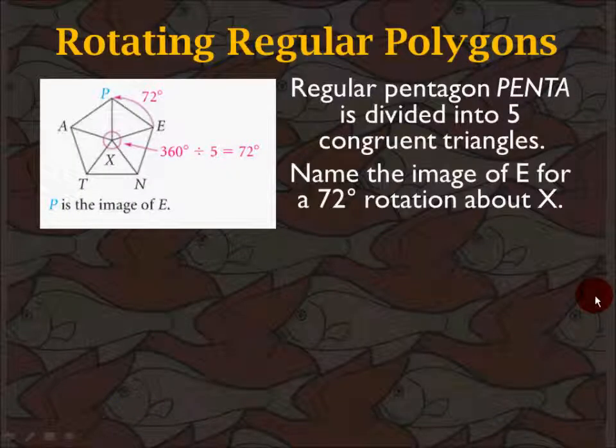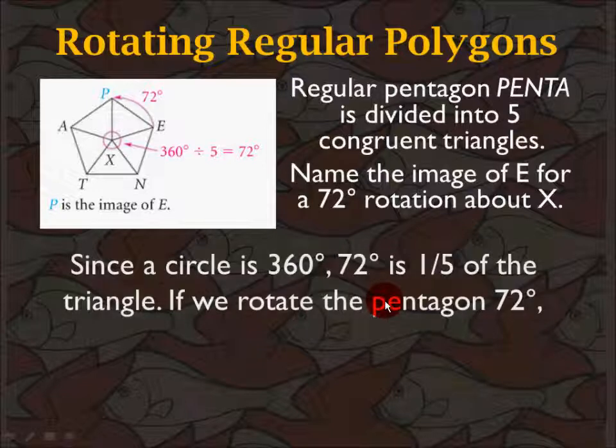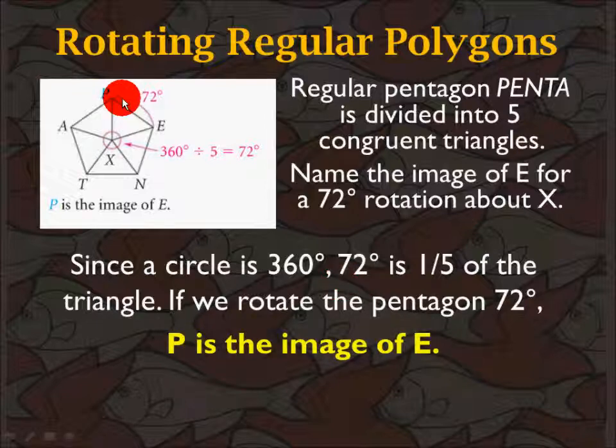Next, we're going to look at rotating regular polygons. So we have a regular pentagon, PENTA, and if you notice, you can divide it into 5 congruent triangles. So we're going to name the image of E if you rotate this 72 degrees, again counterclockwise, about X. So P is the image of E, because 72 degrees is 1/5 of the way around. So if you rotate it 1/5 of the way around, E is going to be where P started. So P is the image of E.